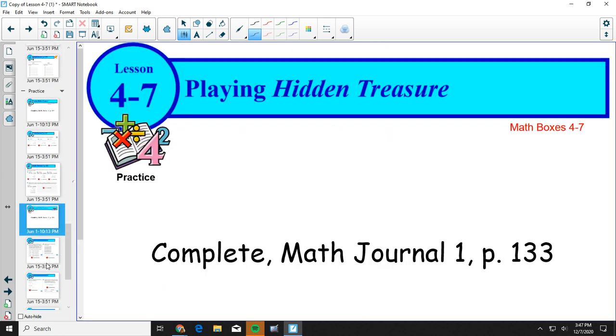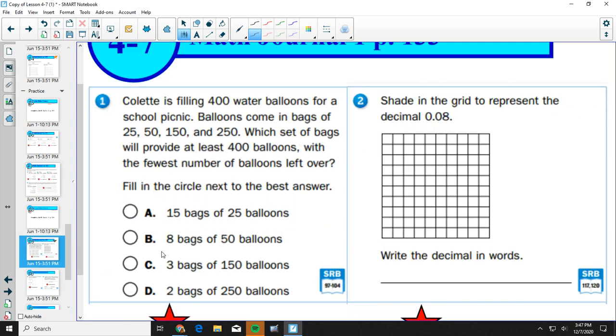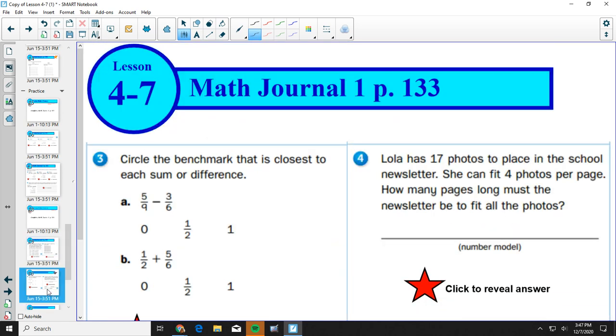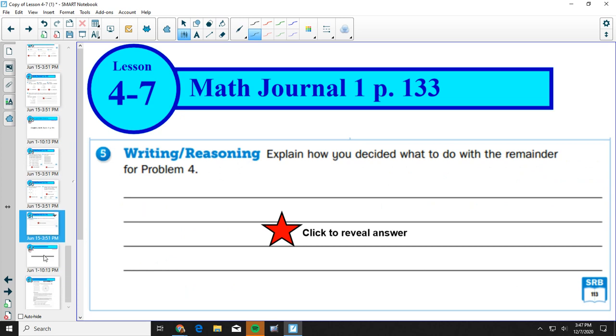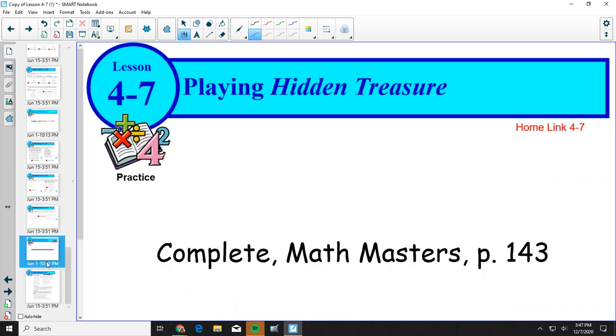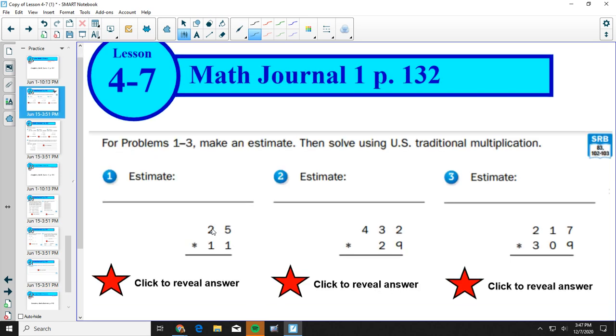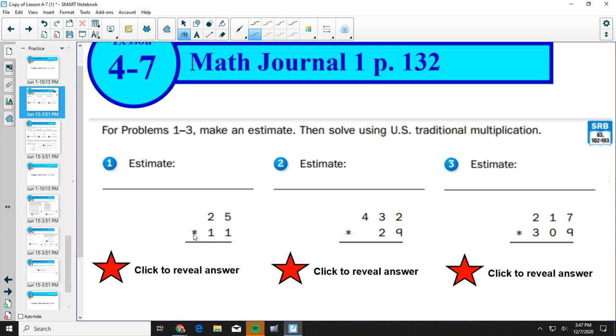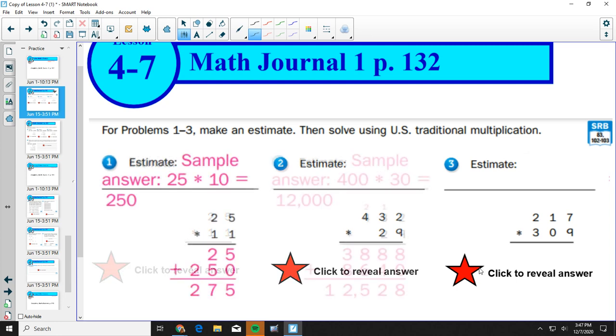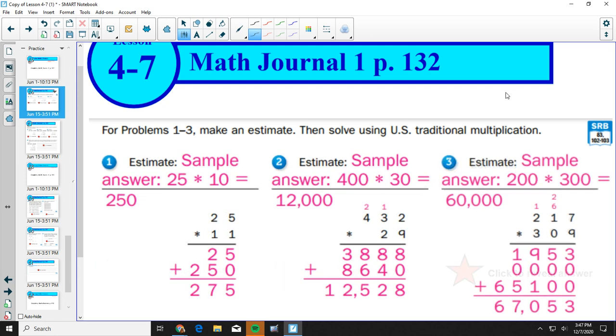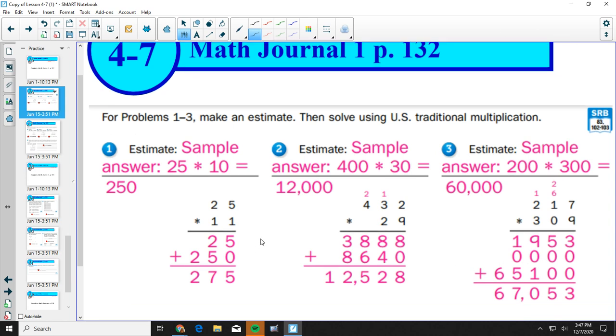Okay. Then on page 133, we've got your math boxes. So pause your video now and then come back and we will check these together. Problems 1, 2, and 3 on 132. You can check your multiplication. Go ahead and feel free to pause the video to check and compare.